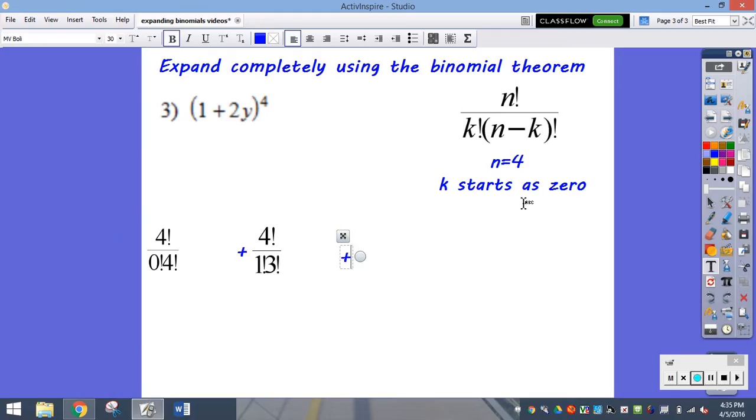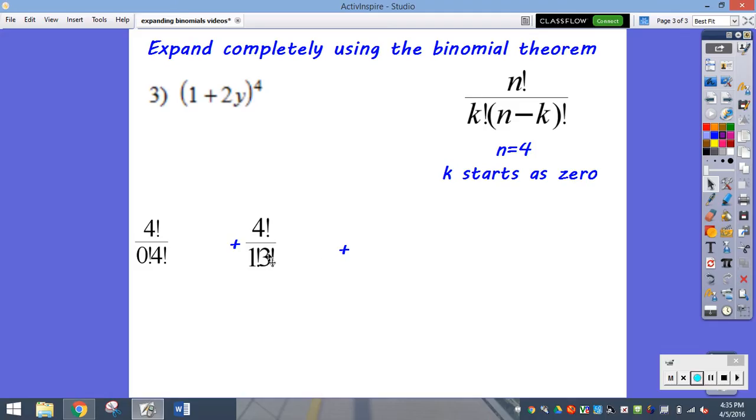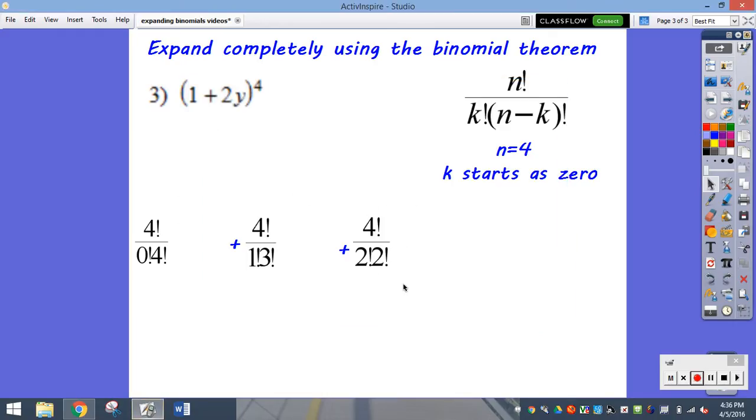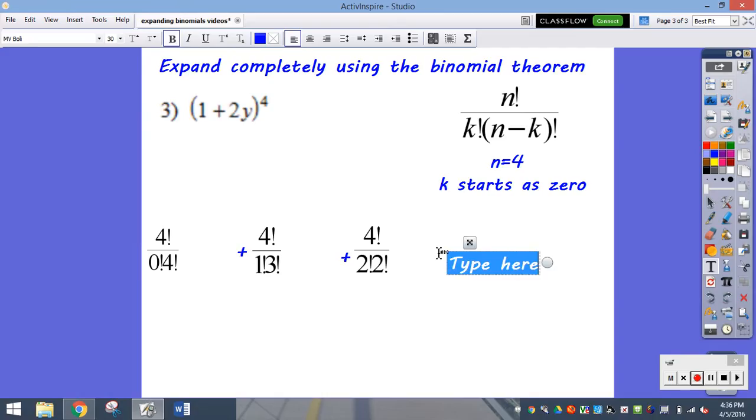And continue that process. So the next term, the coefficient, again will have 4 factorial on top, because that doesn't change, but now it's the next term. So we're going to go up to 2. 4 minus 2 is 2. So I have 4 factorial all over 2 factorial times 2 factorial. Put a plus sign, leave some space, and repeat.